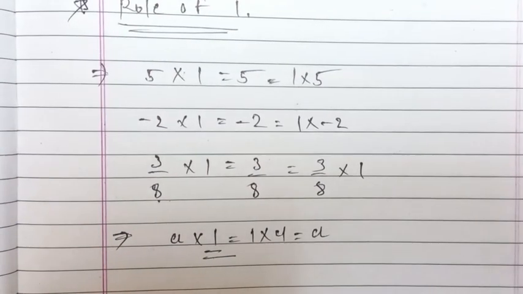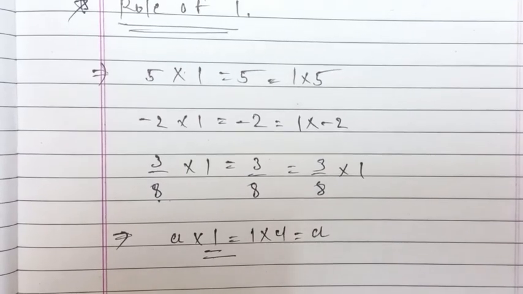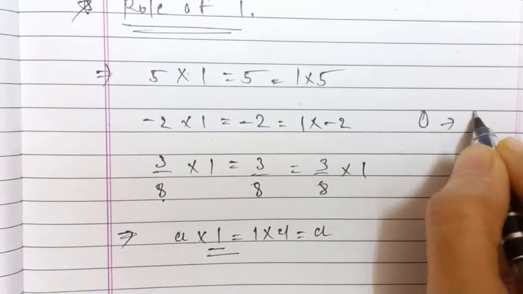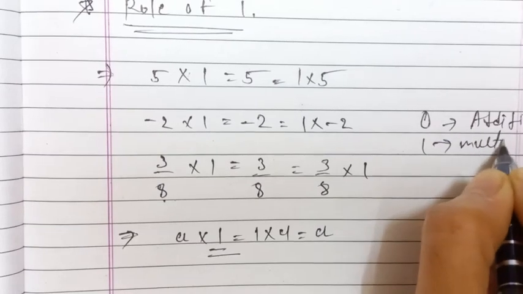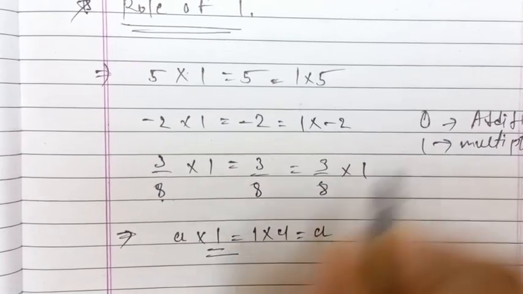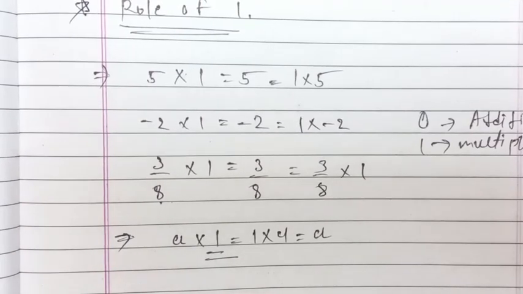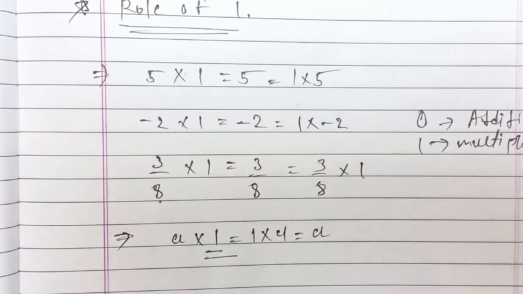So in this video we studied the role of 1 and the role of 0. We saw that 0 is the additive identity and 1 is the multiplicative identity. In the next video we will see the negative of a number and the reciprocal of a number. The negative of a number is related to addition and the reciprocal of a number is related to multiplication.